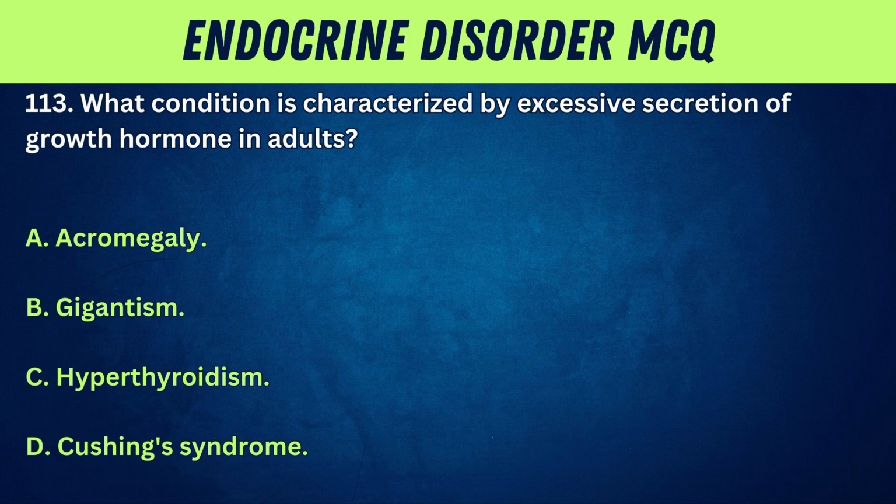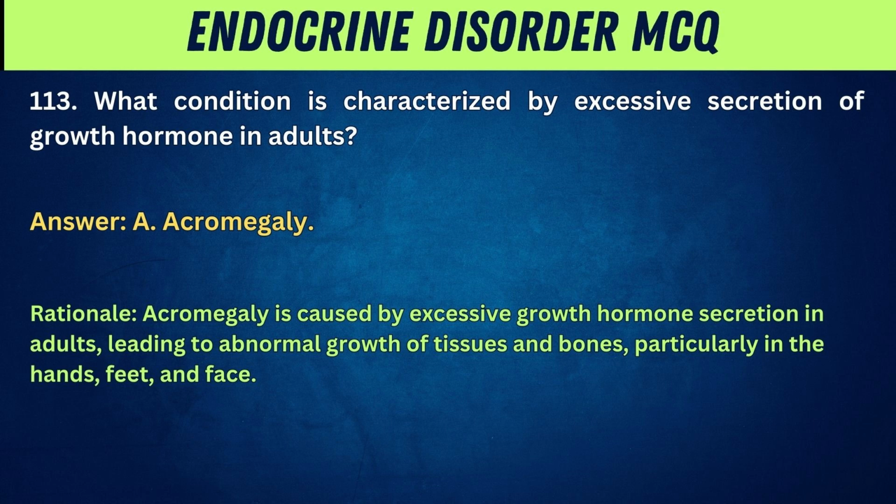113. What condition is characterized by excessive secretion of growth hormone in adults? A. Acromegaly. B. Gigantism. C. Hyperthyroidism. D. Cushing's syndrome. Answer: A. Acromegaly. Rationale: acromegaly is caused by excessive growth hormone secretion in adults, leading to abnormal growth of tissues and bones, particularly in the hands, feet, and face.